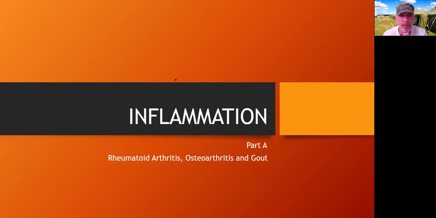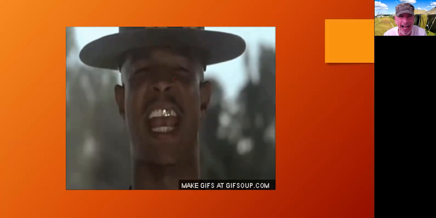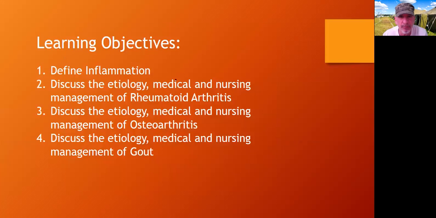Okay. Today we're going to talk about inflammation. It's another nursing concept. Ba-dump. I love that guy. Anyway, what we're going to do is talk about inflammation, the nursing concept of inflammation, and then we're going to talk about 3 pathophysiologies to go with that nursing concept. It's going to be rheumatoid arthritis, osteoarthritis, and gout.